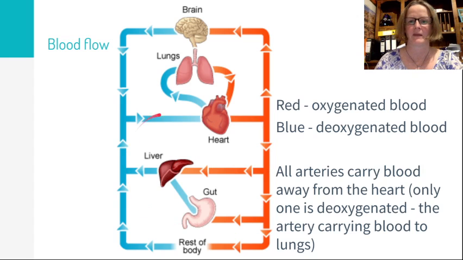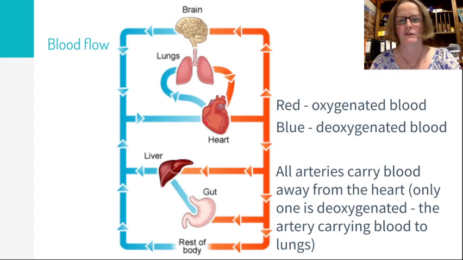Now on this diagram, the red is the oxygenated blood. The blue is the deoxygenated blood, where all the blood has gone through organs and used up the oxygen. And you'll notice that arteries are carrying blood away from the heart, and only one of the arteries with an arrow on is carrying blue coloration. So that's this one, carrying deoxygenated blood from the heart to the lungs to pick up oxygen.